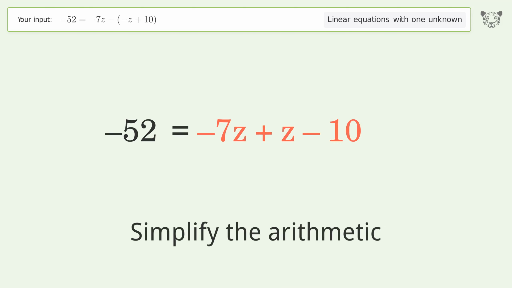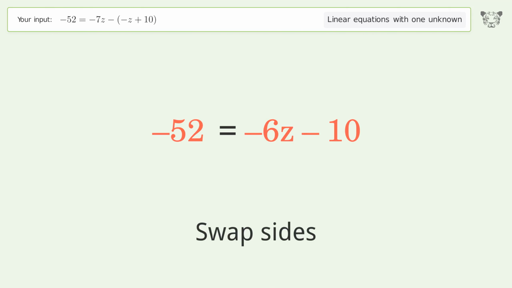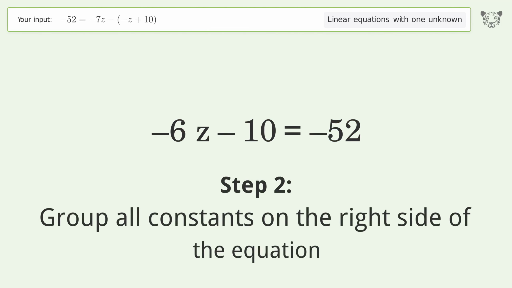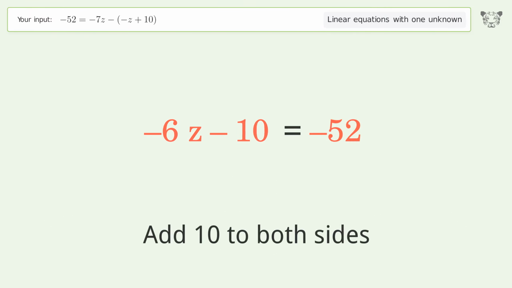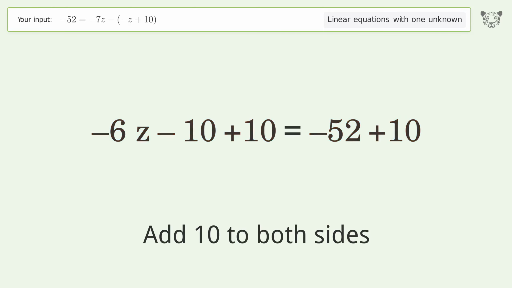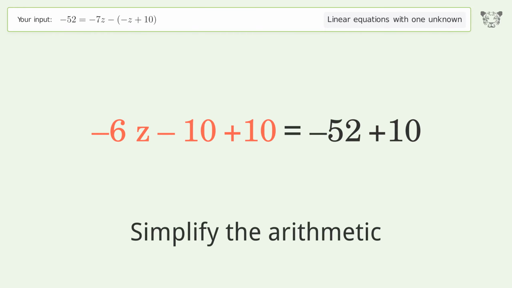Simplify the arithmetic. Swap sides. Group all constants on the right side of the equation. Add 10 to both sides. Simplify the arithmetic.